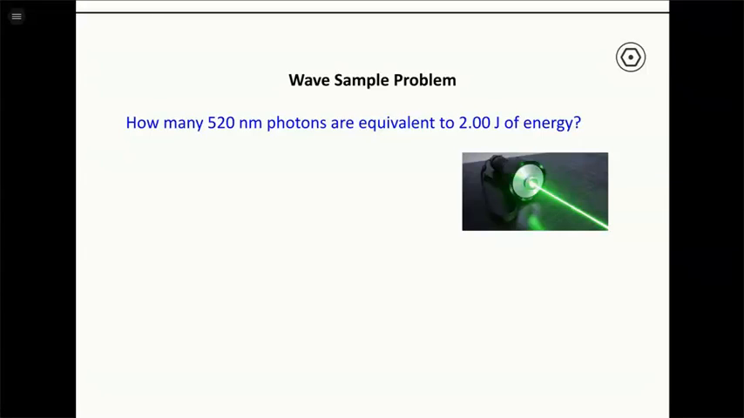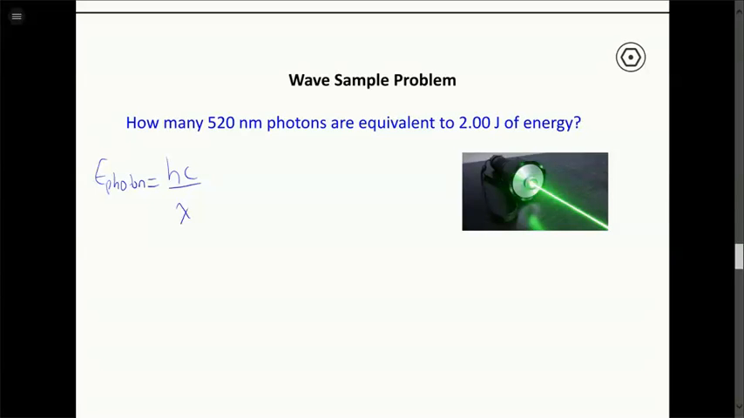Again, we're going to find the energy for an individual photon using that equation, hc over lambda. But remember, this number tells us the energy of a single photon, which is going to be much smaller than 2 joules, I'd imagine.